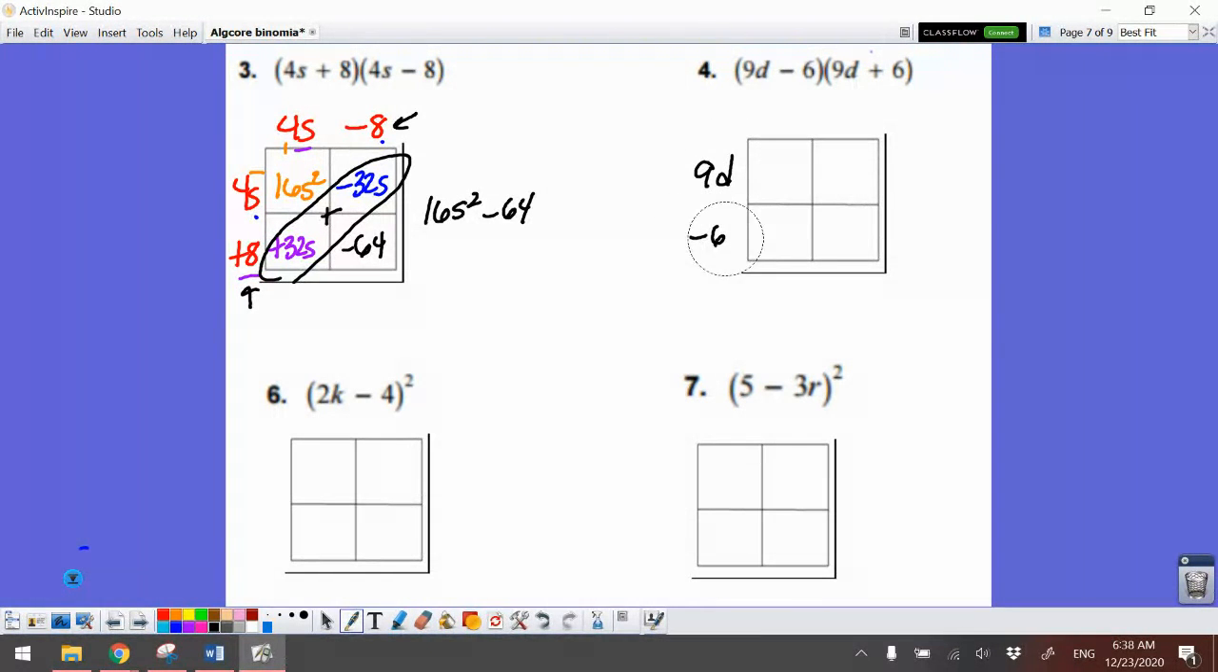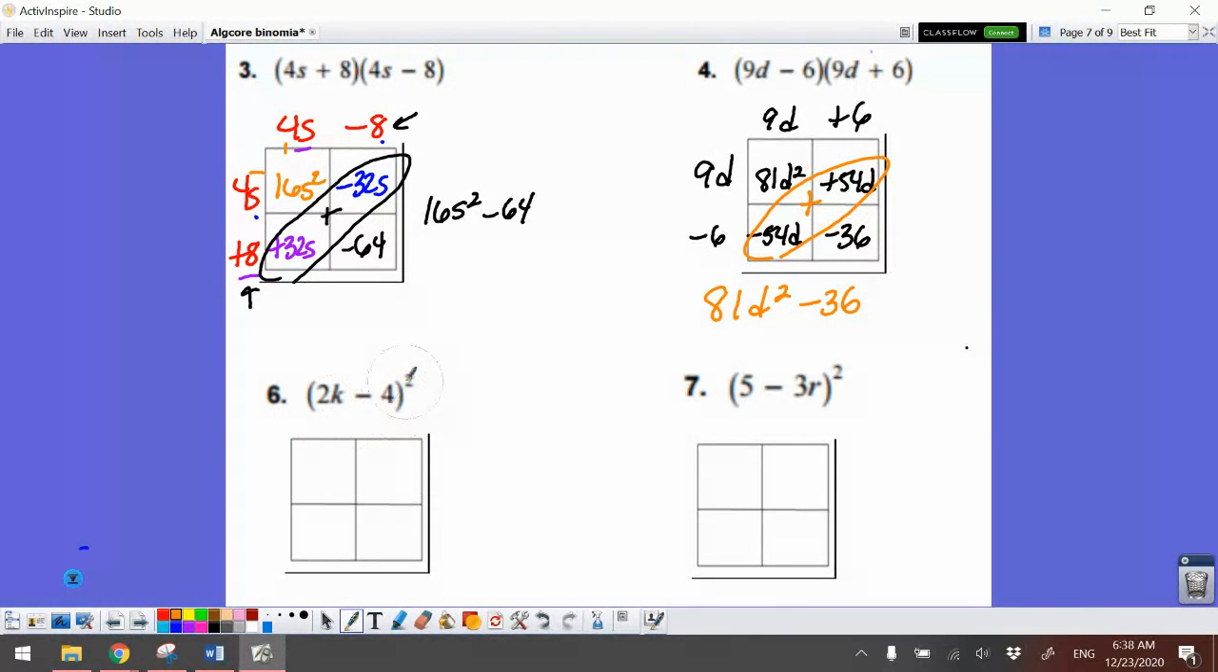9d minus 6 and 9d plus 6. So 9 times 9 is 81d squared. 9 times 6 is 54. And 9 times negative 6 is a negative 54. Again, I see those opposites right there. And negative 6 times 6 is a negative 36. So again, if I combine on the diagonal, those two cross out, 81d squared minus 36, because that is a 0.